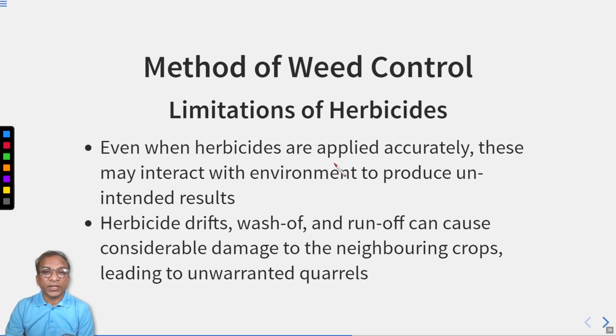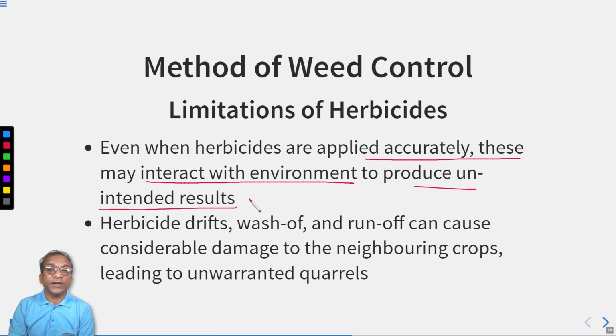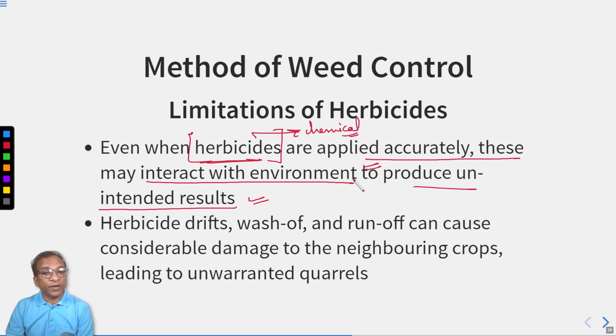Even if the herbicides are applied accurately, these may interact with the environment to produce unintended results. These herbicides are chemical based, so they will have some adverse effect on our environment. They interact with the environment to produce unintended results.